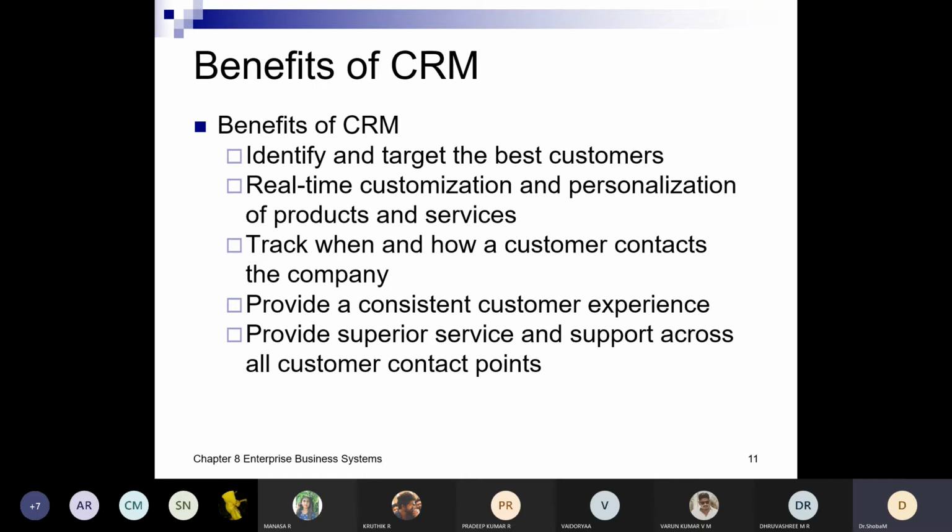For example, if somebody receives an advertisement mail with respect to one particular product, while sending the mail itself, the company representative or the sales representative can mention a word that kindly reply back to share your experience, whether you would like to receive more mails of this kind or you would not like to, or a subscribe or unsubscribe button generally, right? Something of that kind. It is only to enhance the customer experience overall, and provide superior service across all customer contact points. So this is there.